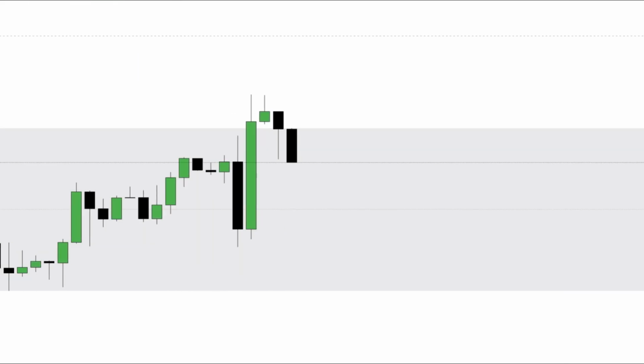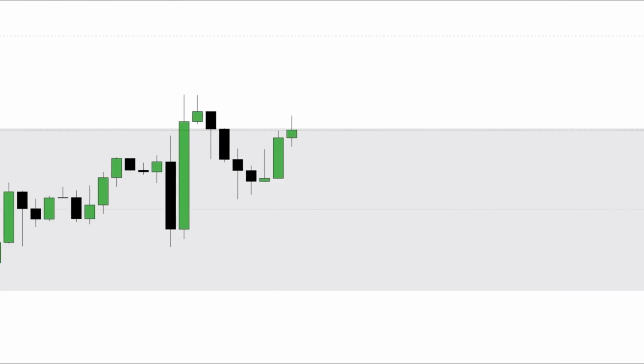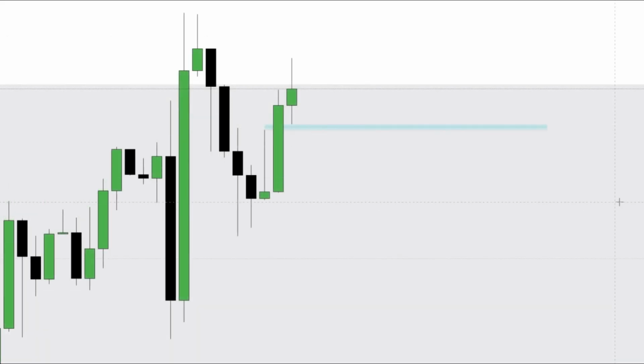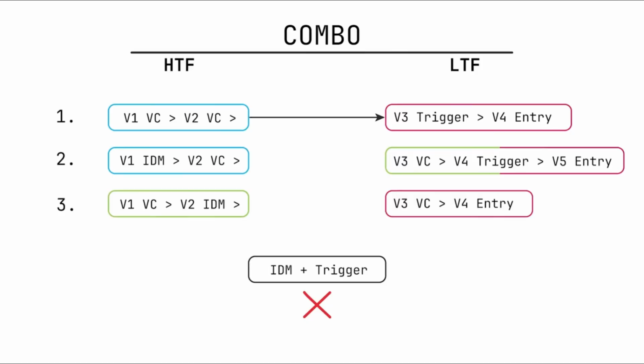We switch to the 4-hour chart and see that the price forms a bullish fair value gap, which can be considered variable 2. Now all the conditions on the HTF stage are met, and we can move to the second stage, LTF. V2 trigger greater than V4 entry.